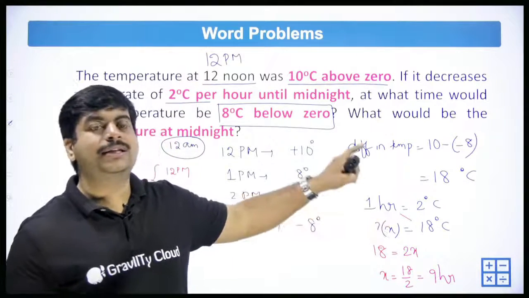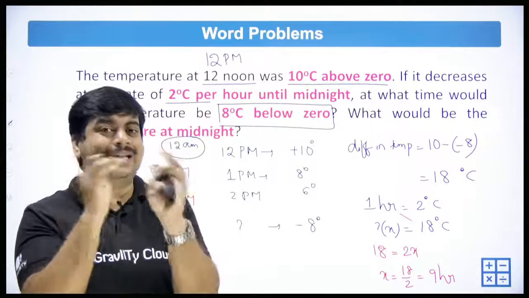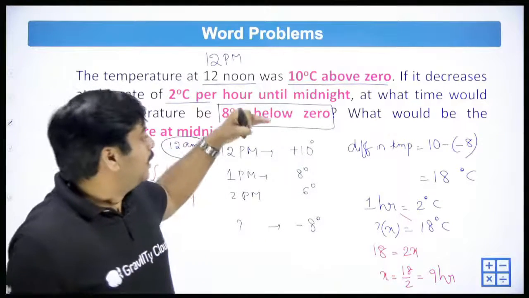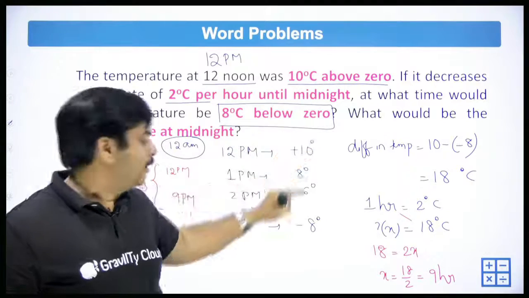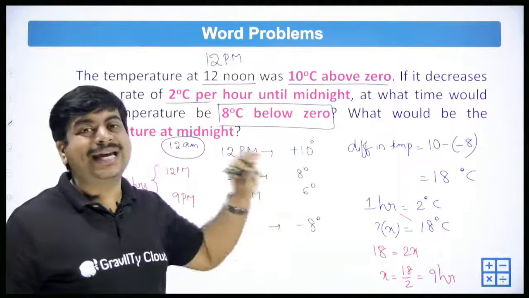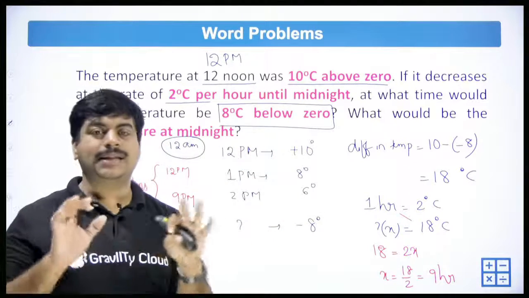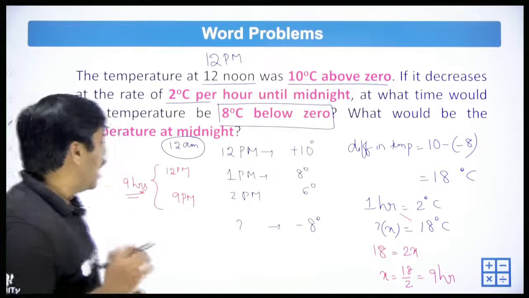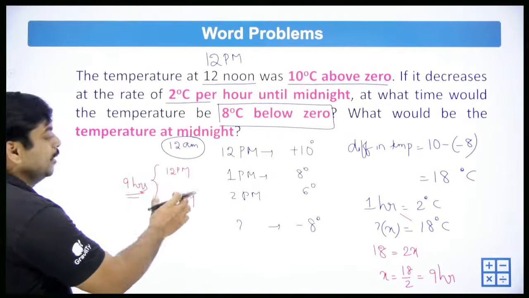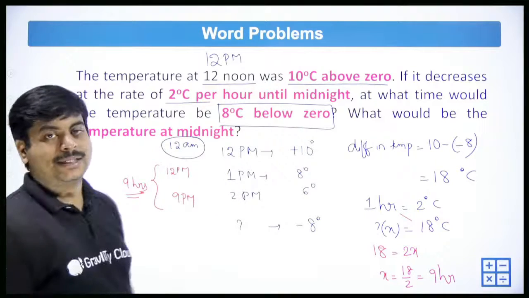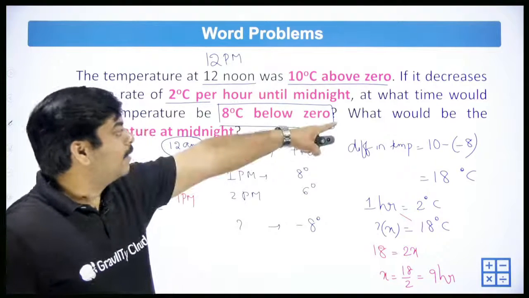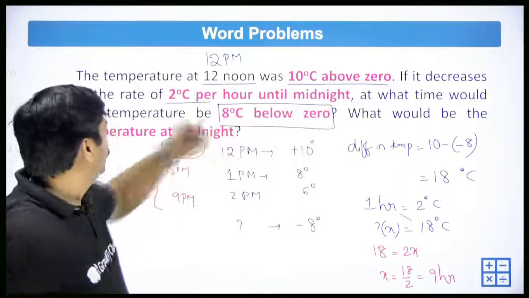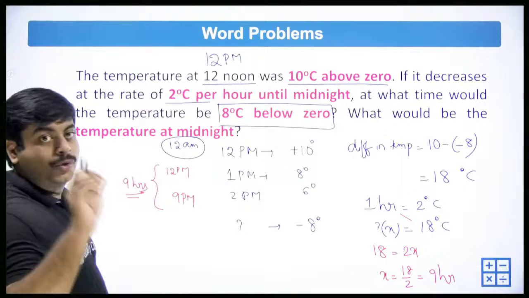Over those 9 hours, it will decrease by 18 degrees in total. But the initial point is plus 10, so it will reach a final value of minus 8 degrees. Correct? So, at 9 p.m., the temperature will be minus 8. There is one more part of the question. What would be the temperature at midnight? Midnight means 12 a.m.